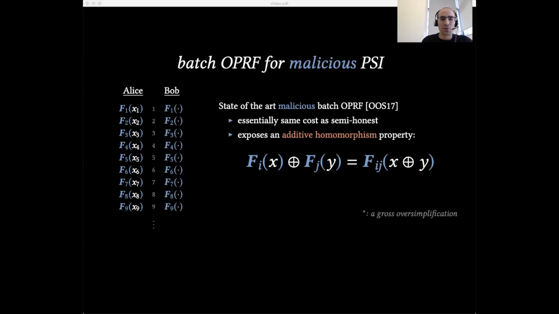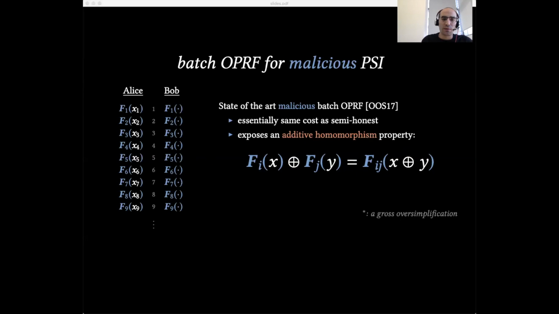Now, their protocol exposes some additive homomorphism property that is very important for our protocol. Specifically, if Alice obtains the pseudorandom evaluation of Fi on X and the pseudorandom evaluation of Fj on Y, she can XOR those two evaluations to obtain the evaluation of a combined function Fij on the XOR of X and Y.